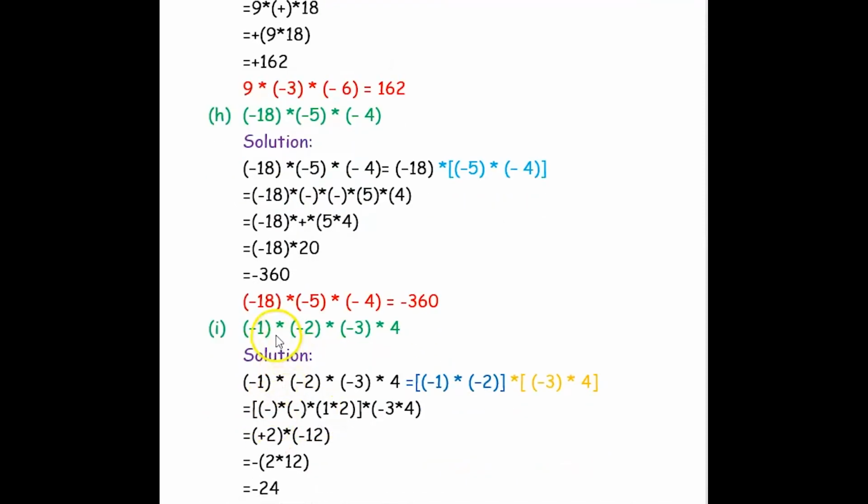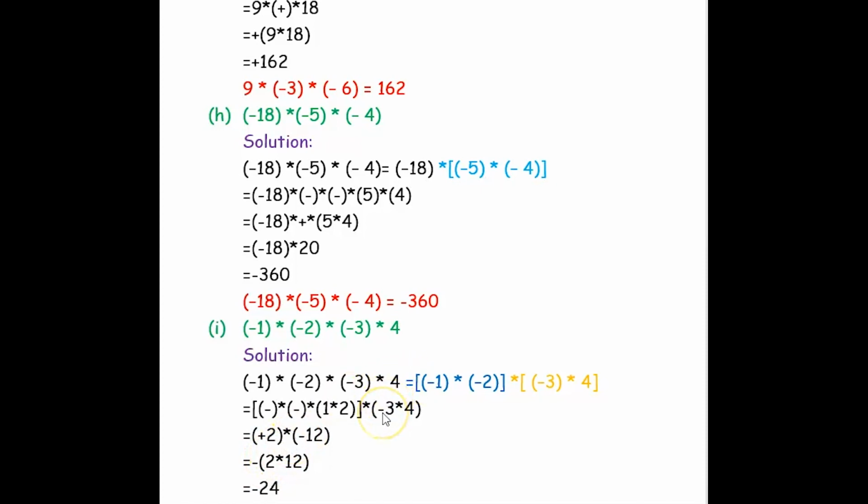Next question is negative 1 into negative 2 into negative 3 into 4. So now here also we have 3 negative integers. So that is an odd number of negative integers. So we can associate or we can directly write the negative sign and we can multiply all the integers separately. So here I am doing it with association. So negative 1 into negative 2 into negative 3 into positive 4. So negative 1 into negative 2. So negative and negative will become positive and 1 into 2 is 2.